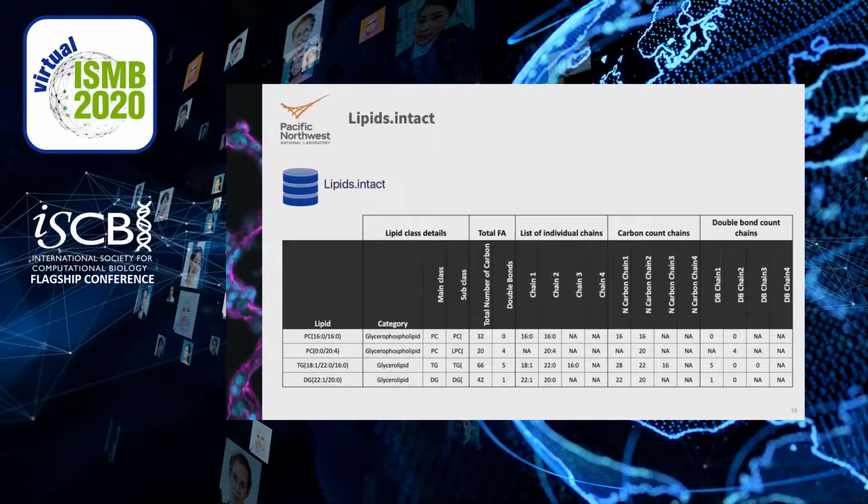The first one is the lipid intact table. It's very rich. It contains the details about the lipid class, the total count of carbons and double bonds of the fatty acid chains, the list of fatty acid chains, the carbon count for each one of the individual chains, and the count of double bonds for these chains.